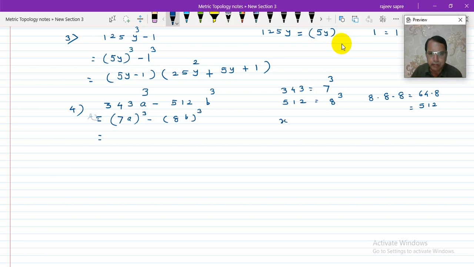So this formula is to be used. x cube minus y cube: first term is x minus y, and second term is x square plus xy plus y square. So use this formula.